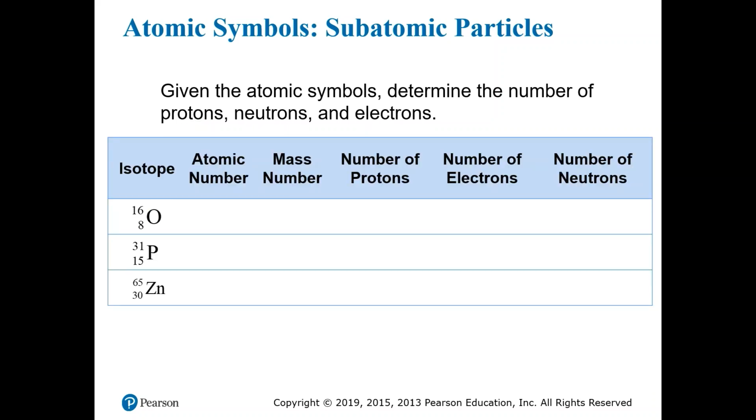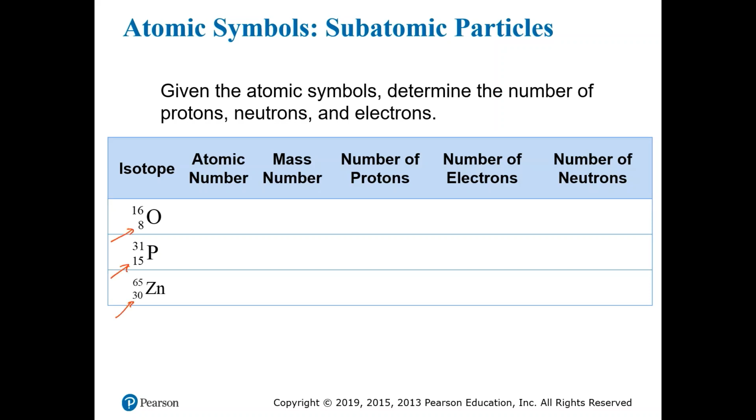Here's a blank table to help us organize that information. The question is asking for the number of protons, the number of electrons, and the number of neutrons. But before we can figure out any of those numbers, we have to understand that what we need is the atomic number and the mass number. So where do we get them from? For an isotope symbol like we have here, it's very easy. The atomic number is this lower left number here.